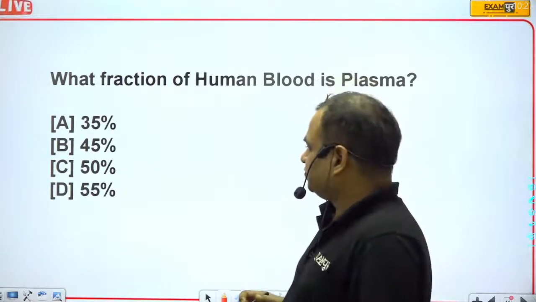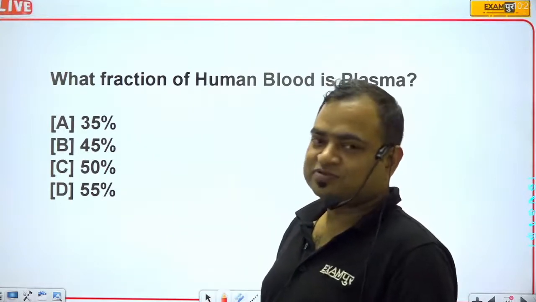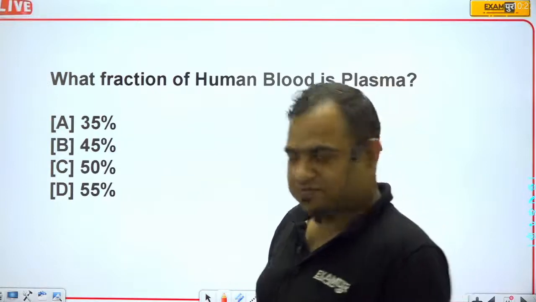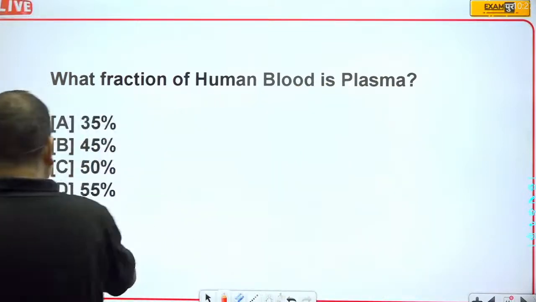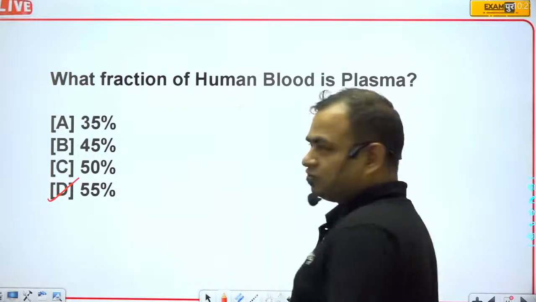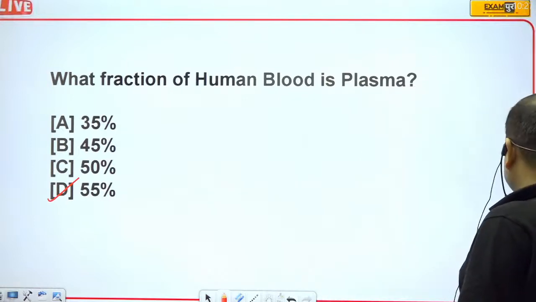So the major portion of the blood is plasma. Major portion doesn't mean 50%. Major portion means more than 50%. So obviously here the answer is 55%. Plasma is a yellow colored liquid that is found in blood.